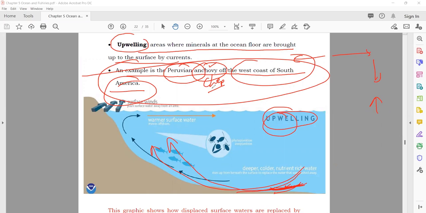So if in the exam the question comes, what is upwelling? You will say areas where minerals at the sea floor are brought up to the surface by currents. This process is known as upwelling. If they say give an example, you can give this example: Peruvian anchovy, and where it is happening, west coast of South America. Is it clear?